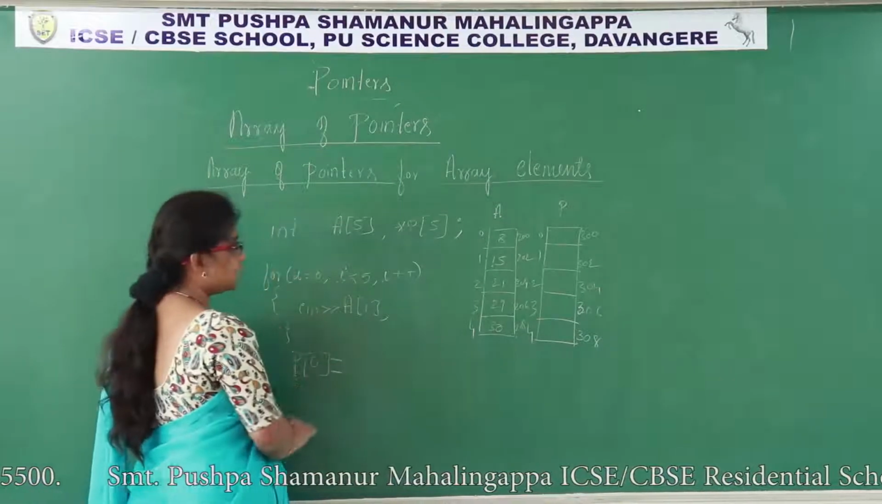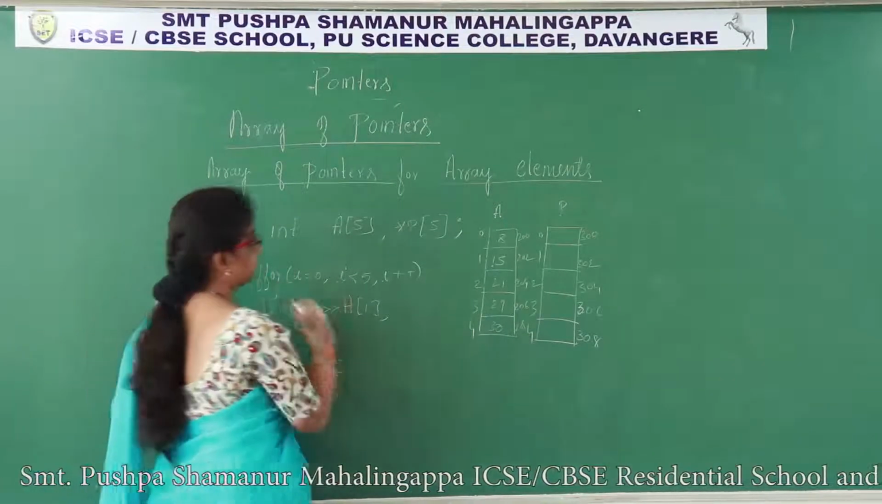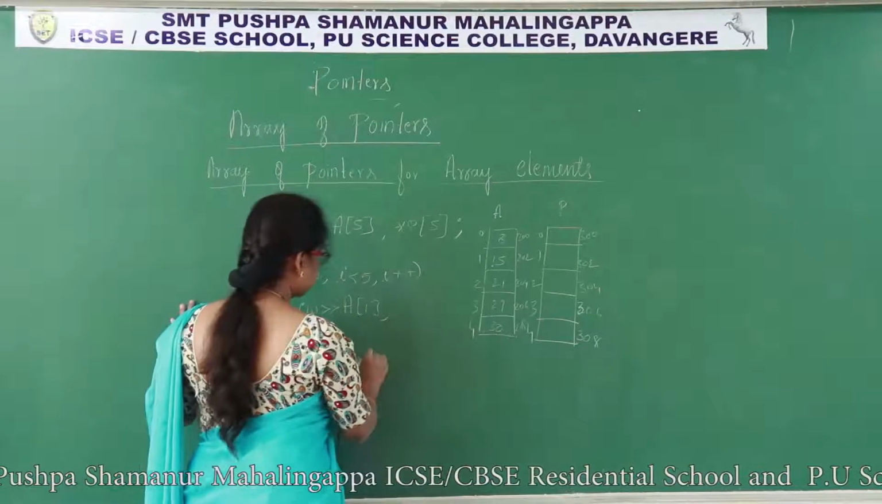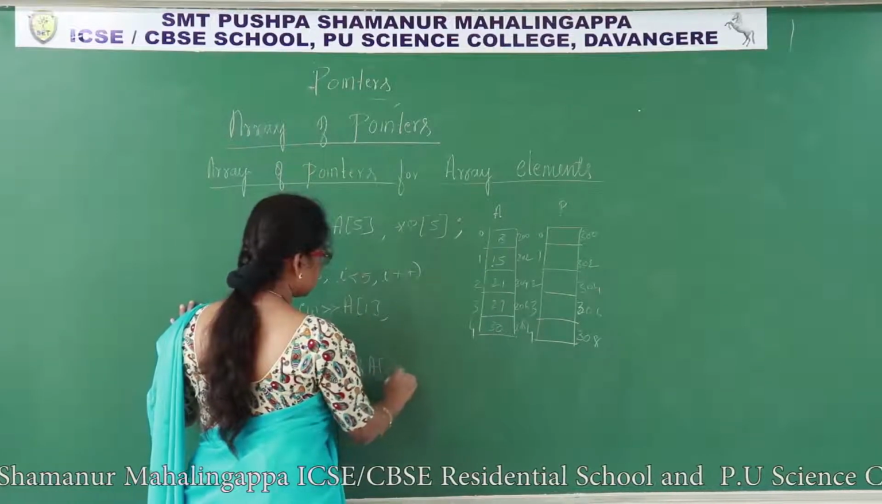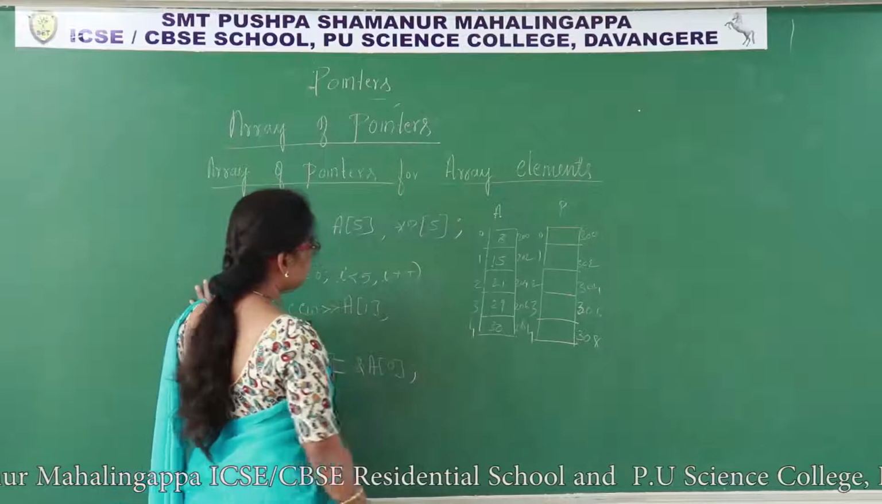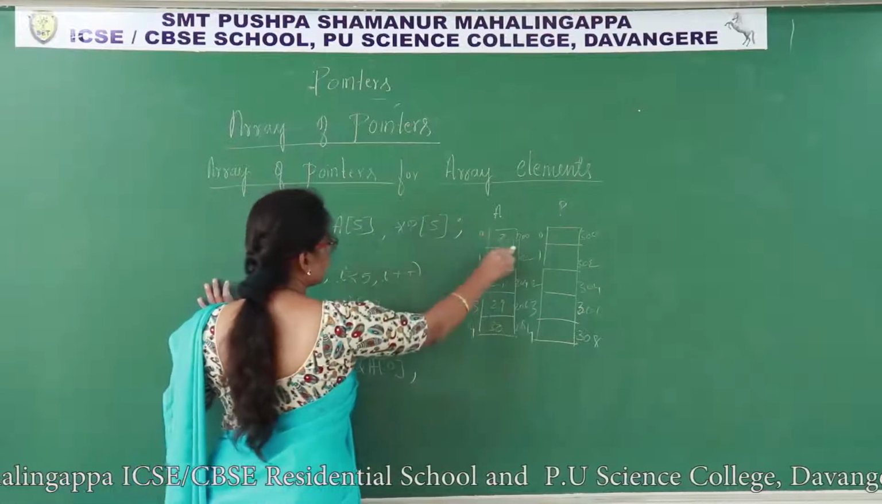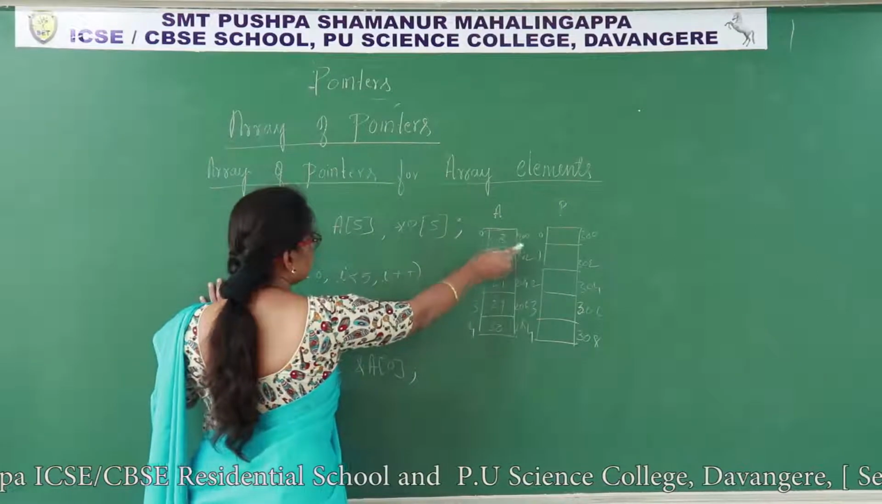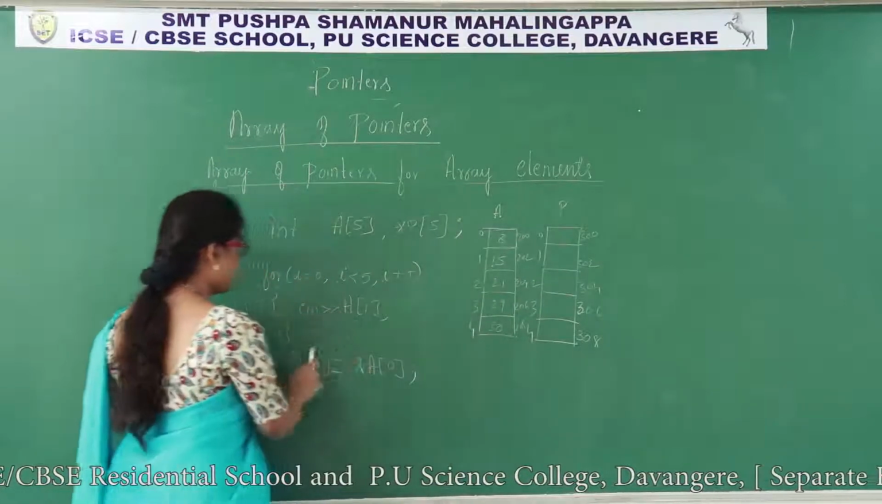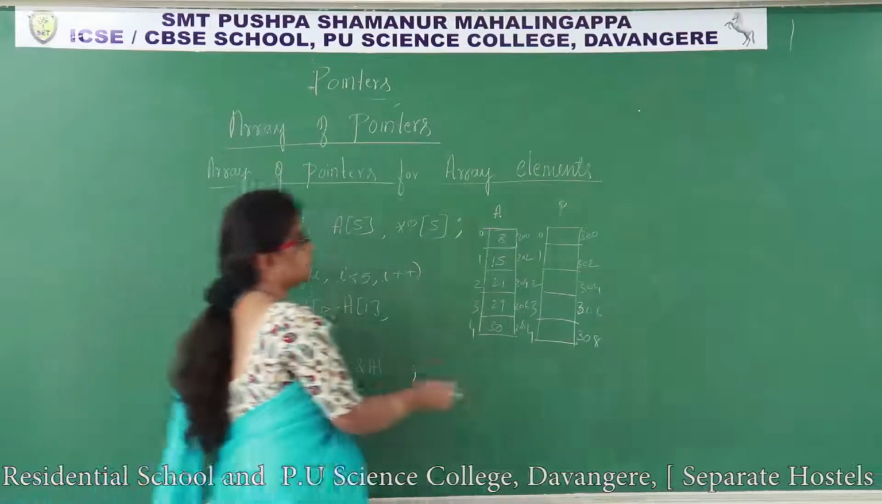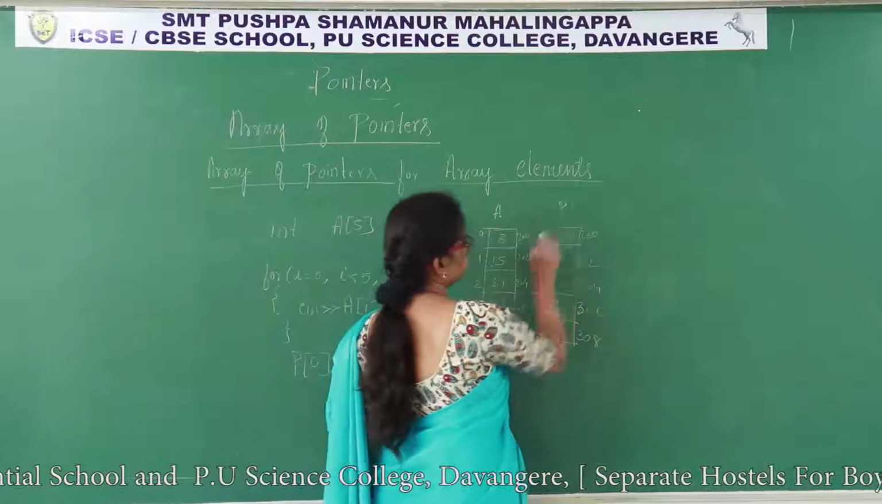P of 0 is equal to, how to write? Ampersand A of 0. A of 0 means this location. What is the address of A of 0? 200. 200 will be stored in P of 0. So it will be stored here.